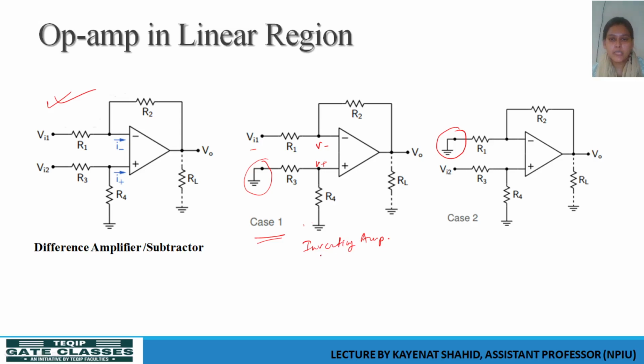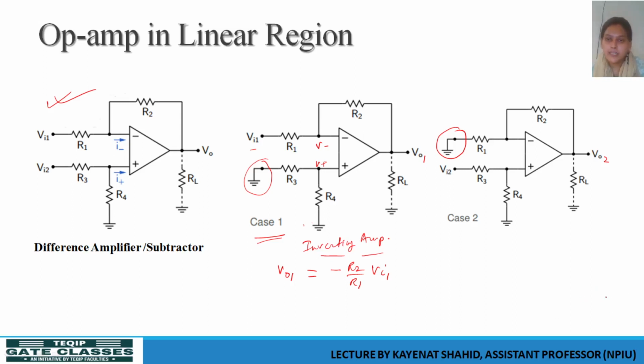So for the inverting amplifier, we can directly write VO1. If we just see, this is VO1 and this is VO2. So VO1, due to the one source grounded, we are getting as an inverting amplifier, which is nothing but minus R2 by R1 VI1. We have already solved in the inverting amplifier how this equation comes.